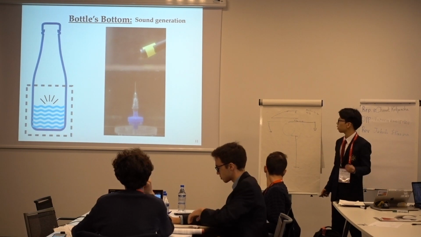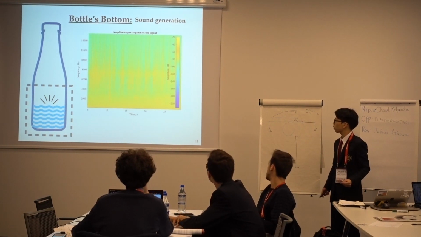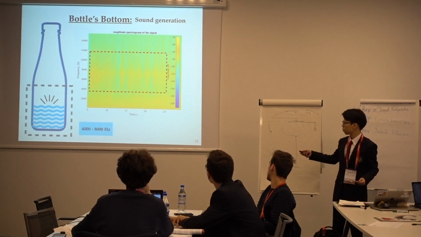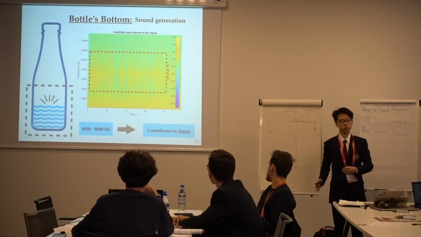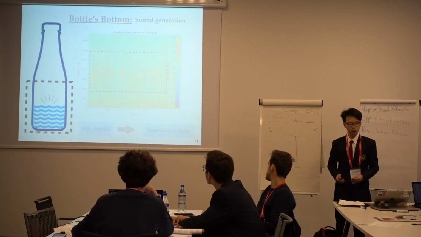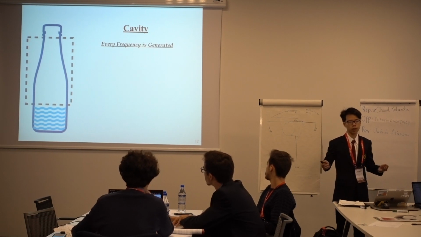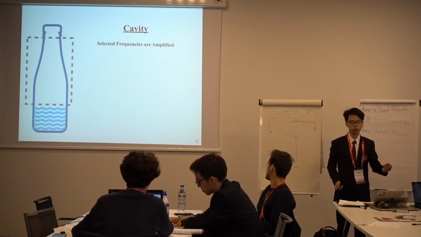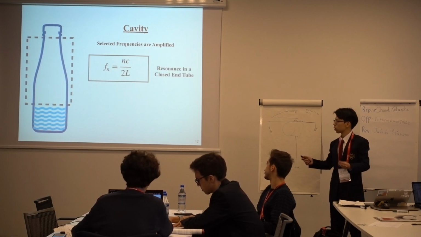So as you can see, you can only hear sound from the bubble pops, and from our spectrogram, we can find that the sound is produced in the 4,000 to 8,000 Hz range, meaning that this is what contributes to the noise of our system. Next is the cavity. Moving on from every frequency being generated, only a certain amount of frequencies are going to be amplified, and so we're going to hear those. This is going to follow the resonance in a closed tube.